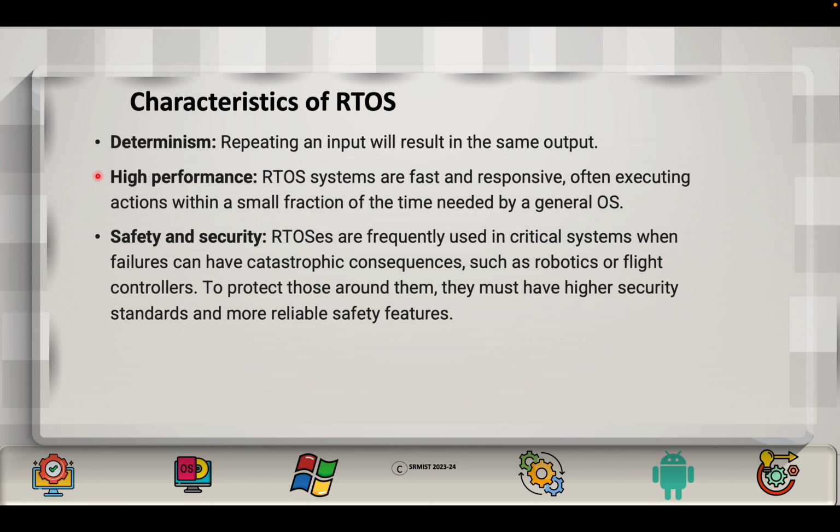by a general OS. Third, safety and security. Real-time operating systems are frequently used in critical systems where failures can have catastrophic consequences, such as robotics or flight controls. To protect those around them, they must have higher security standards and more reliable safety features.